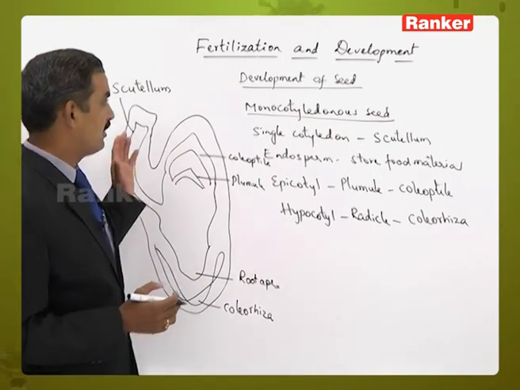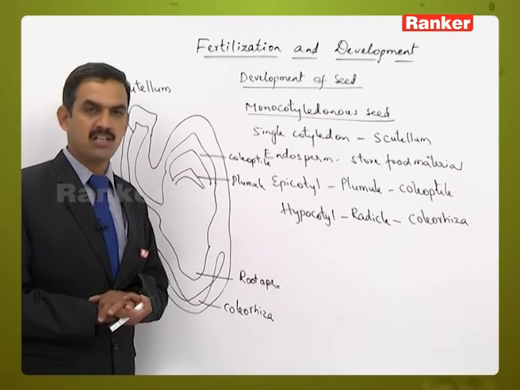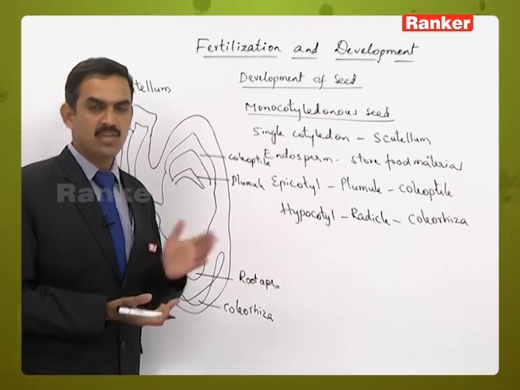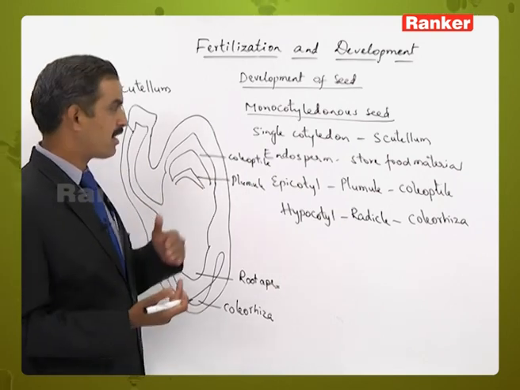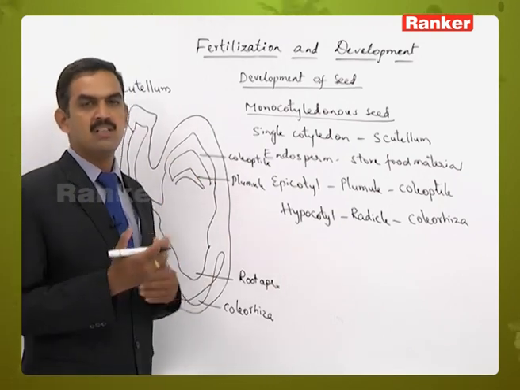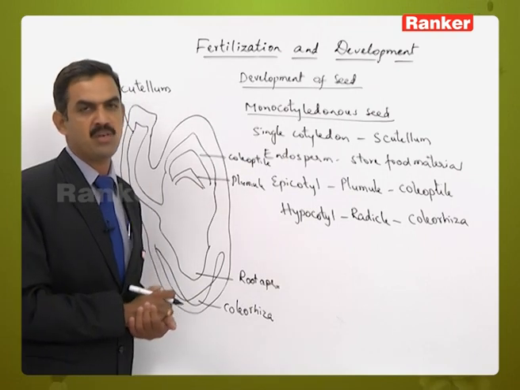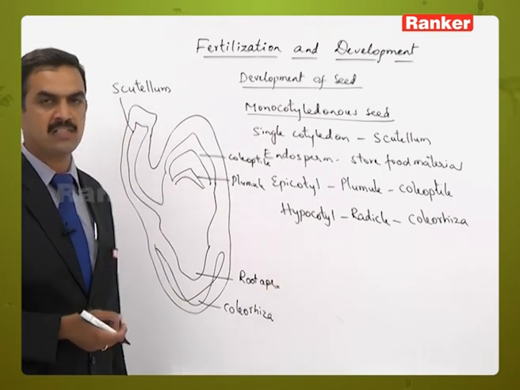So these are the changes which are taking place. Initially the changes will be the same, but gradually, when they mature, or when they convert into mature structures, little changes will be observed in the formation of the seeds of monocots and dicots.